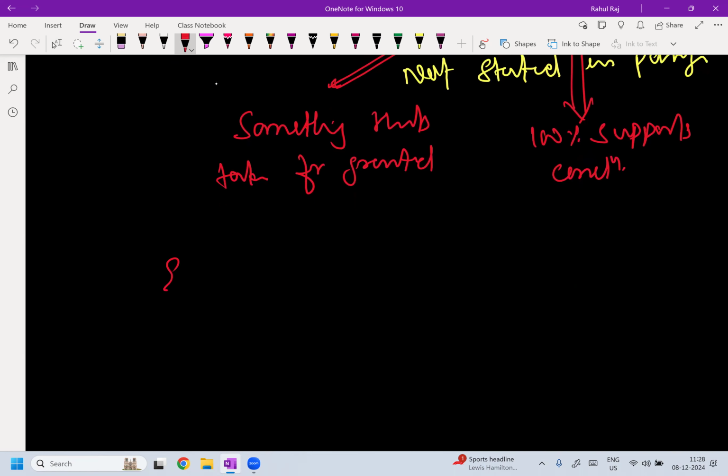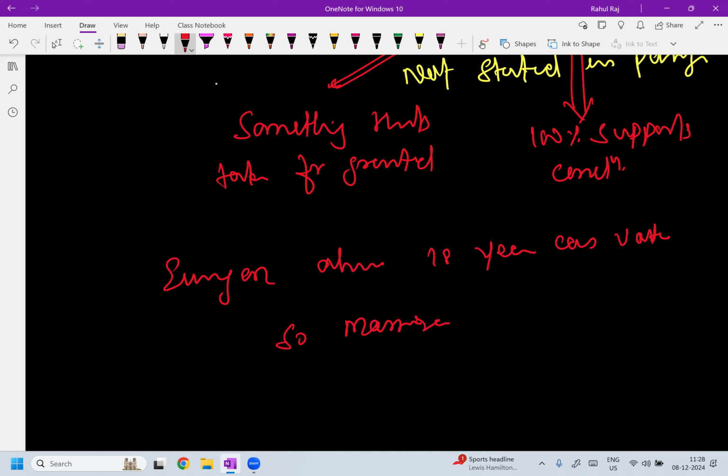Imagine everyone above 18 years can vote. Let's say Masira can vote, whatever. Masira can vote. What is an assumption over here? Everyone above 18 years can vote, so Masira can vote. What is the assumption? Masira is above 18. Right? Masira is above 18, right?